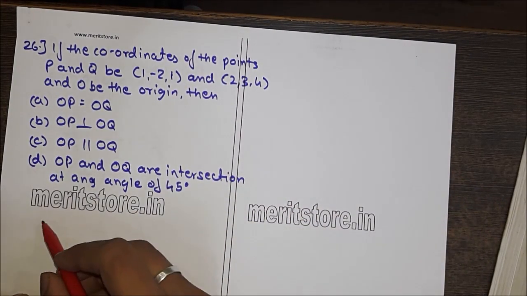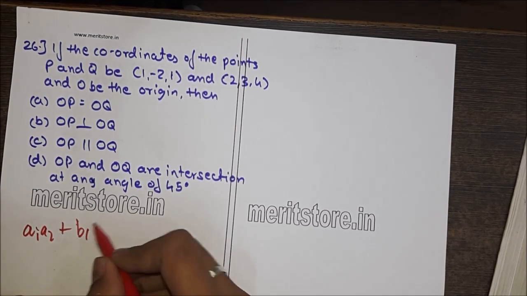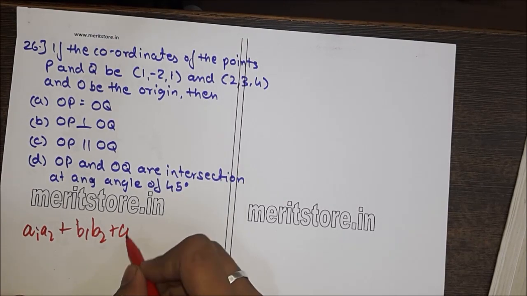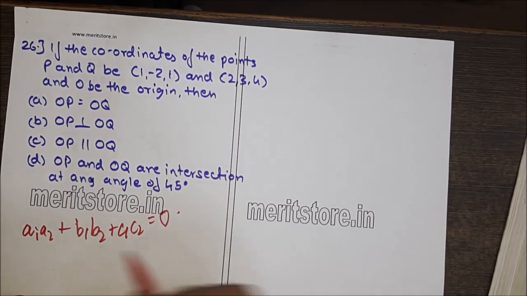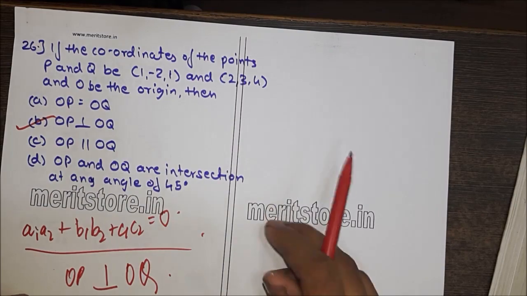We know that A1 A2 plus B1 B2 plus C1 C2 is equal to 0. This is by standard. So we get OP is perpendicular to OQ. So the correct answer is option B.